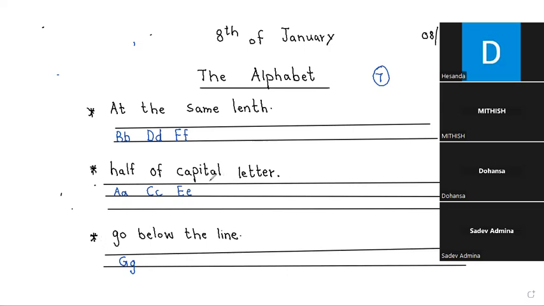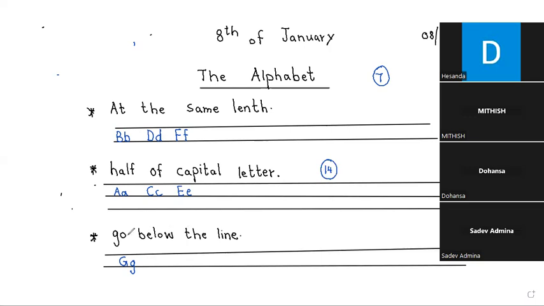Then how many simple letters are half of the capital letters? How many letters are there in that line? Half of the capital letter, how many simple letters are there? Can you count and tell me all together? 14 letters are there.